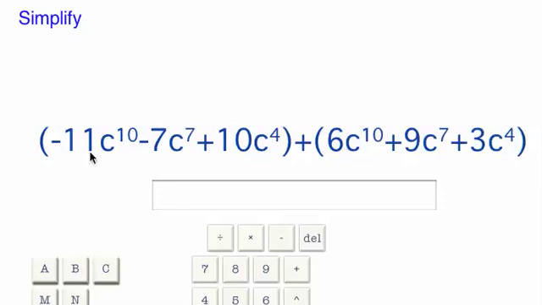Here's a level 3 type question. We have in brackets negative 11c to the 10 minus 7c to the 7 plus 10c to the 4, close brackets, plus open brackets 6c to the 10 plus 9c to the 7 plus 3c to the 4.